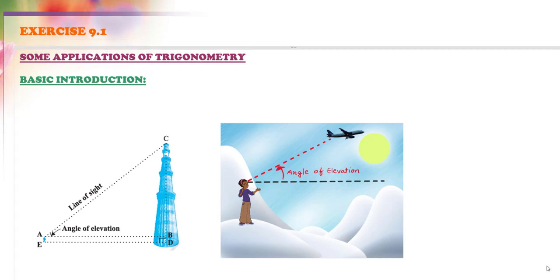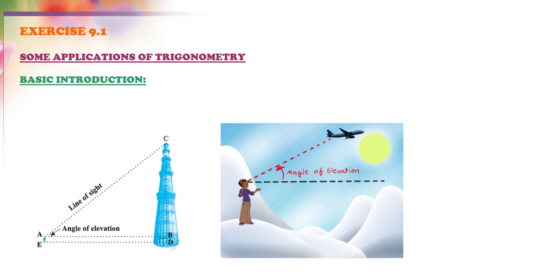An angle of elevation is formed when something is above our horizontal level, like a building, a flying aeroplane, a flying kite, a flying hot air balloon, etc. So whenever we raise our eyes to see an object upwards, that angle is the angle of elevation.